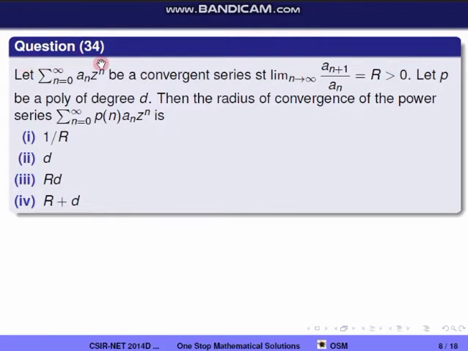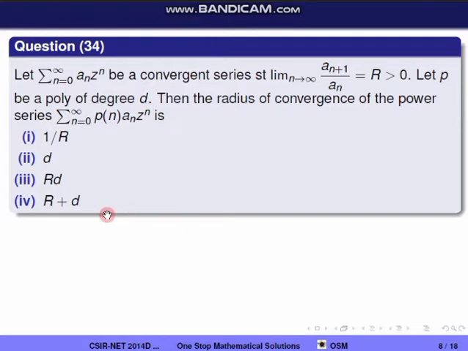Next question, question 34. Let the sum from n = 0 to infinity of an z^n be a convergent series such that the limit as n tends to infinity of a(n+1)/an is equal to r greater than 0. Let p be a polynomial of degree d. Then the radius of convergence of the power series sum from n = 0 to infinity of p(n) an z^n is. So they are given a convergent series which satisfies this condition and a polynomial of degree d. Then we have to find the radius of convergence of this power series.